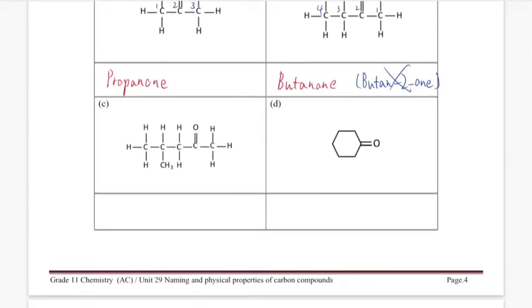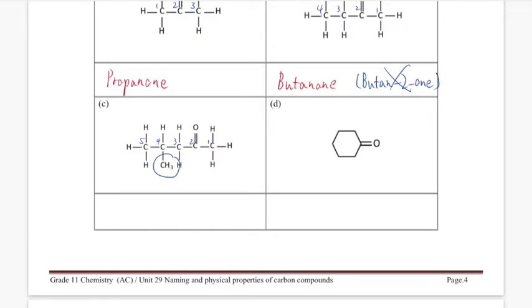Take a look at example C. First, we need to label all the carbons and find the longest chain, and at the same time make sure that the functional group gets the lowest number. So for this one we should label our carbon from the right-hand side. That's carbon 1, carbon 2, 3, 4, 5. So the longest chain has 5 carbons in it, and you should notice that we also have a methyl group attached to the 4th carbon.